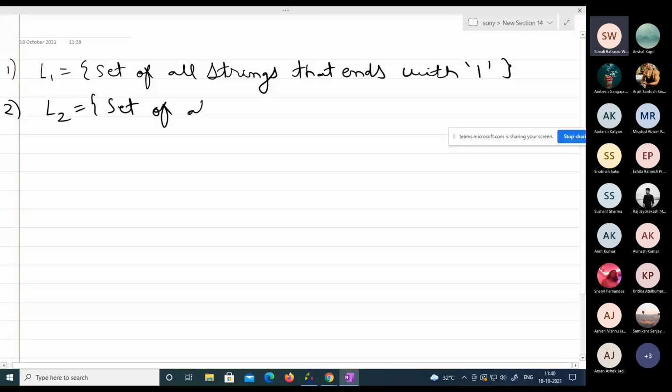So the second question is, for example, L2 is equal to the set of all strings that contain 0. Now try to construct an NFA for this. Just try these first two, then we will take more examples.